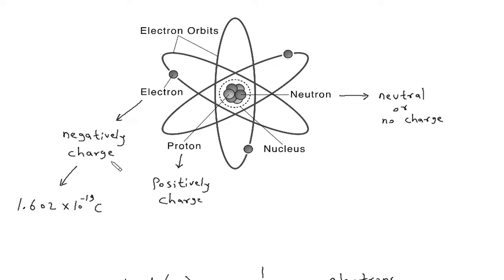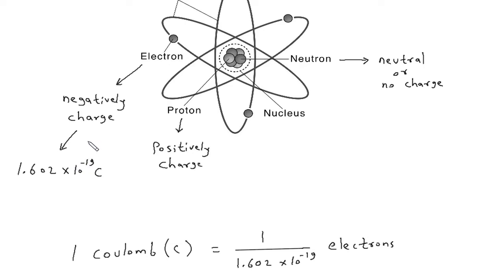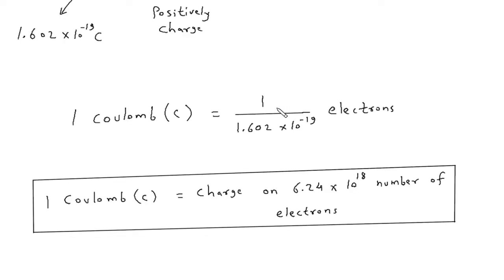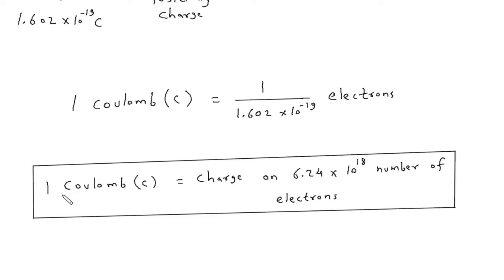Here we can see the electron is negatively charged, and the charge on one electron is 1.602 × 10^-19 coulomb. So 1 coulomb is equal to 1 upon 1.602 × 10^-19 electrons. So we can say that 1 coulomb is equal to the charge on 6.24 × 10^18 electrons.